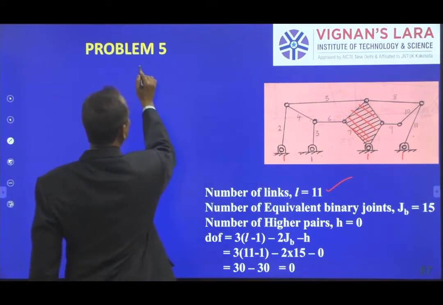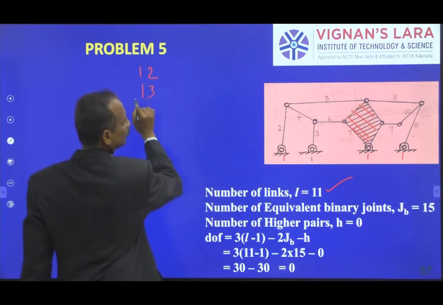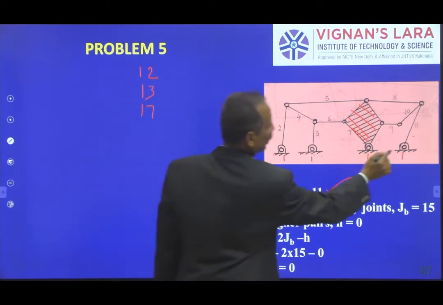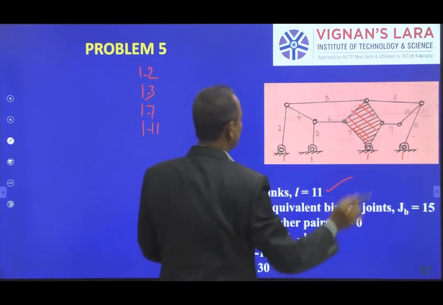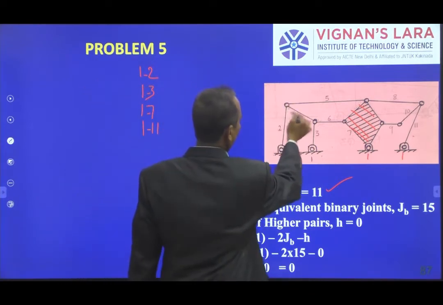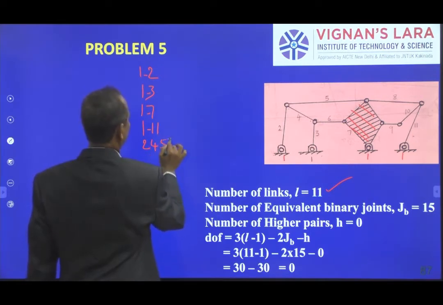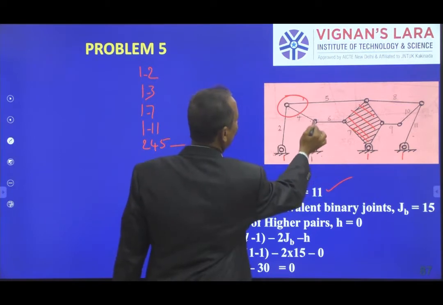1, 2, then 1, 3, then 1, 7, then 1, 11. The bottom base is completely done. Then move from here. 2, 4, 5. Then 3, 4, 6.